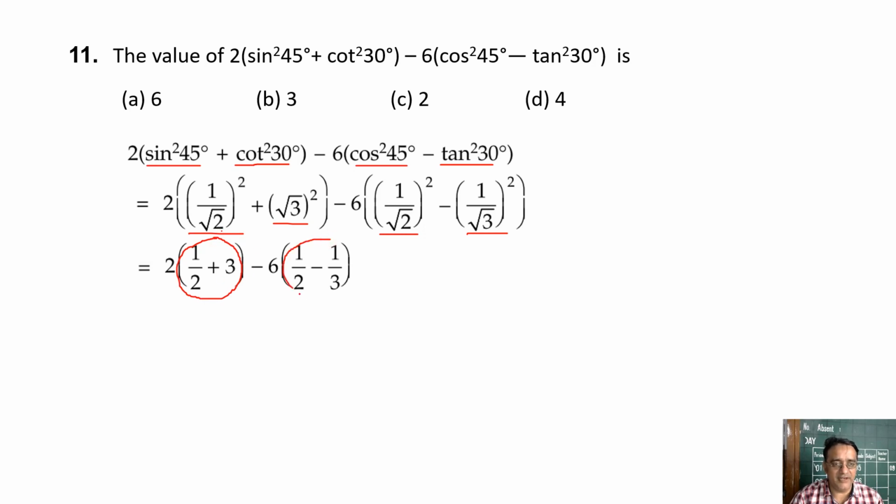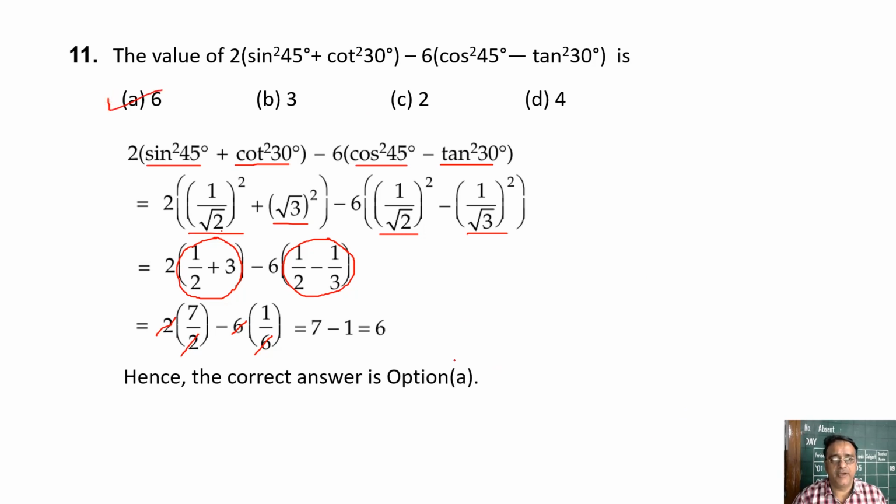7/2. Very good. What is 1/2 minus 1/3? 1 by 6. Right. So here the 2 will cancel and the 6 will cancel, and we'll get 7 minus 1 only. So what is the final answer? 6. So which option is the correct one? Option A. Option A, right. So this is the correct option.